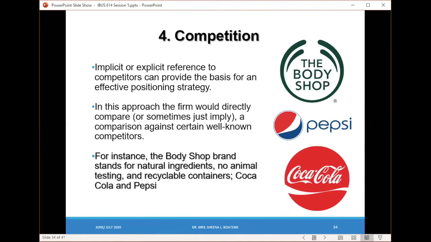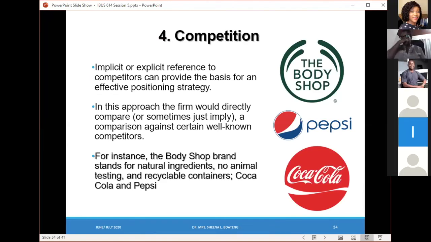Next, we can talk about positioning based on competition. And this one is a classic, fun way by which some brands choose to market their products. In doing this, they try to implicitly or explicitly reference their competitors when they are creating their own position. And in doing that, they are able to leverage some of the good name that their competitors have built for themselves and use it to build their own. So in this type of positioning, the brand would directly compare themselves or imply the comparison with their competition. And because their competition is perhaps very well known, it will help them to draw attention to themselves.